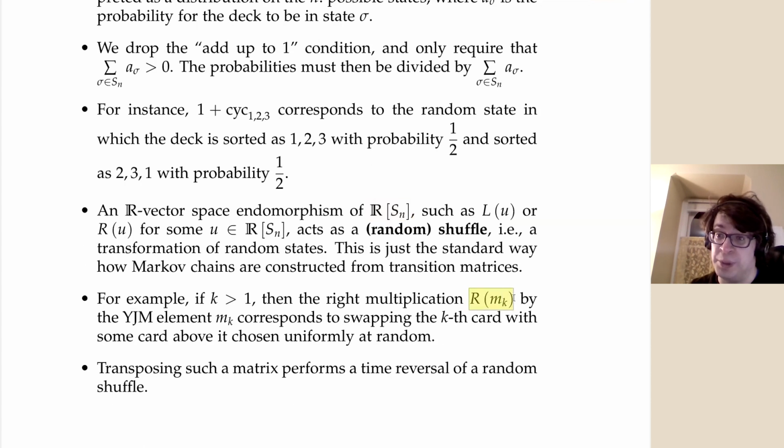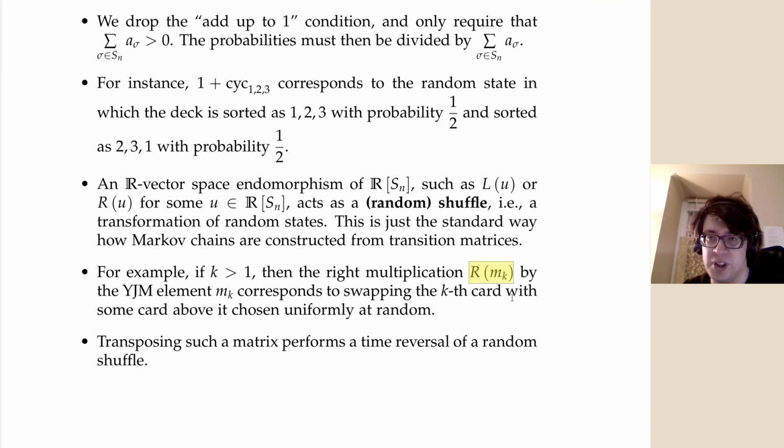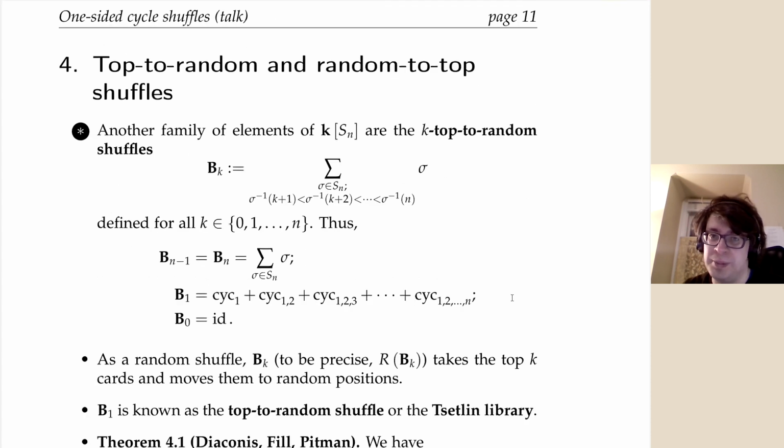For example, R of m_k, so right multiplication by the k-th Young-Jucys-Murphy element, means that you swap the k-th card with some card above it, chosen uniformly at random. So everything I say in the following about the group algebra of S_n, you can view as claims about shuffling cards. Nadia, for example, thinks of things in this form. I usually don't, but it's a matter of translating between two languages. So back to the algebra.